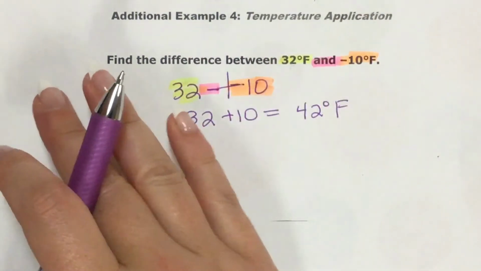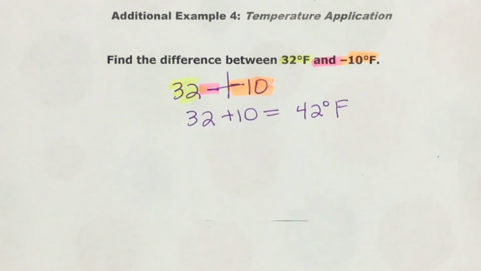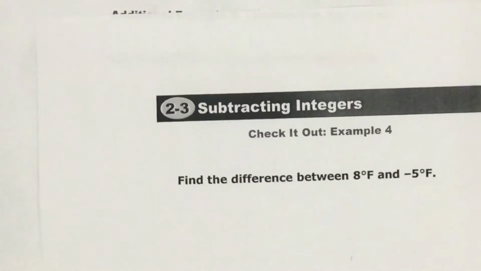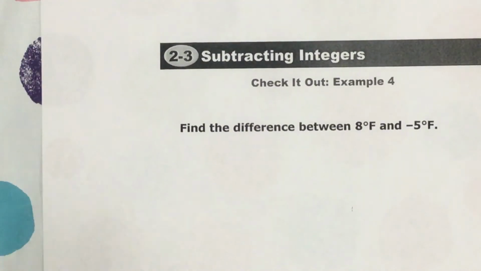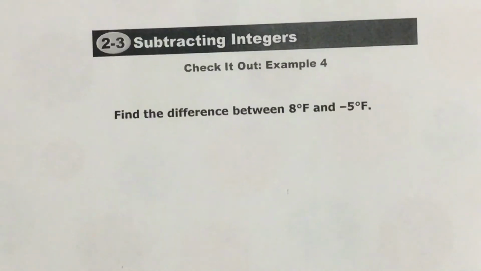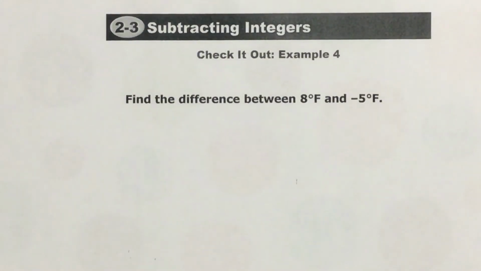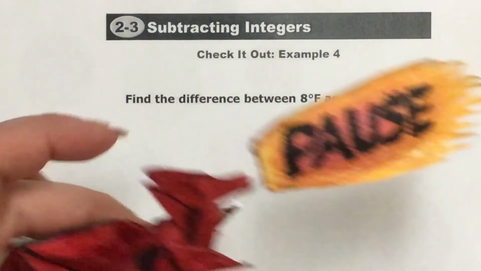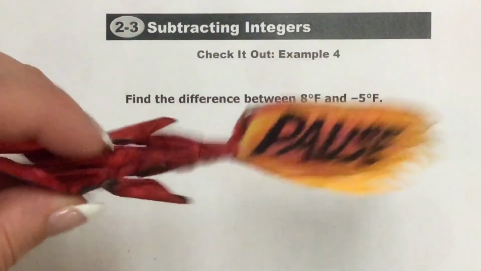So now it is your turn, ladies and gentlemen, to check it out with example number 4 right here. So it is your task to find the difference between 8 degrees Fahrenheit and -5 degrees Fahrenheit. So go ahead and figure it out. Press pause. When you figure it out, press play, and we will talk about it in just a little bit. All right, see you. Good luck.